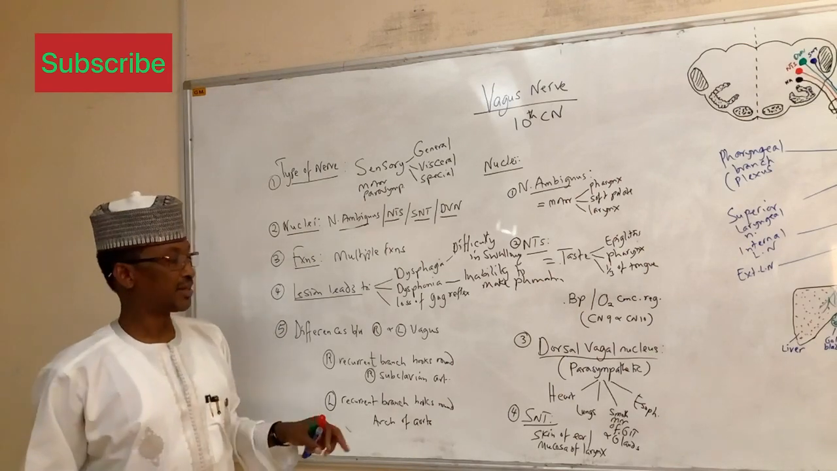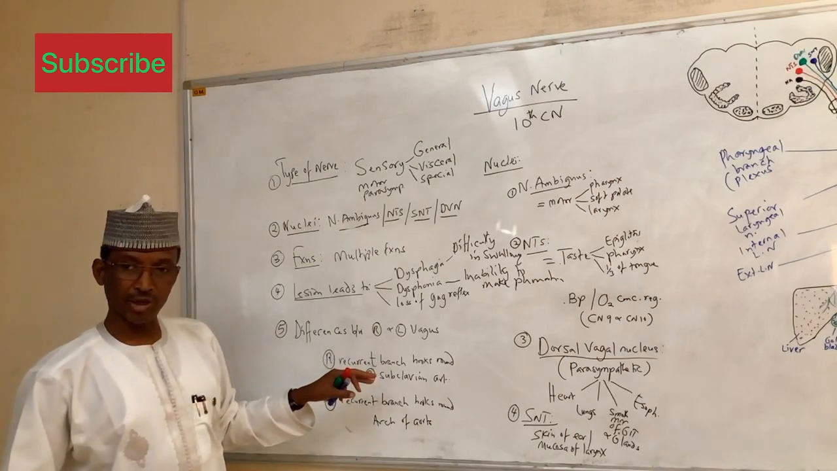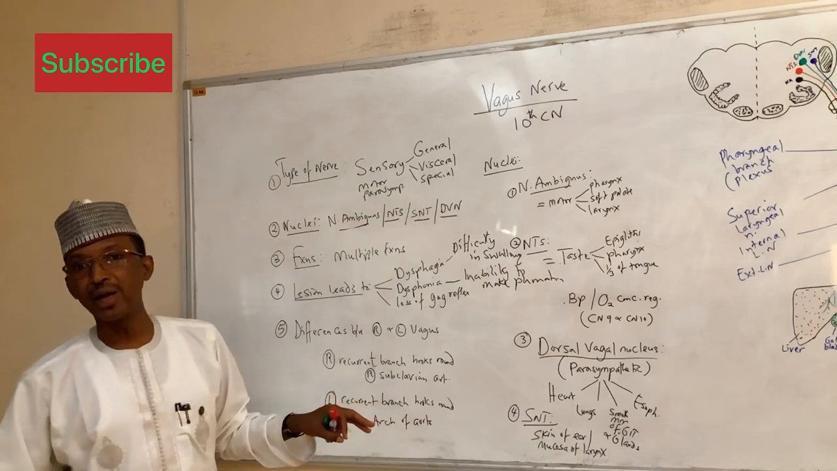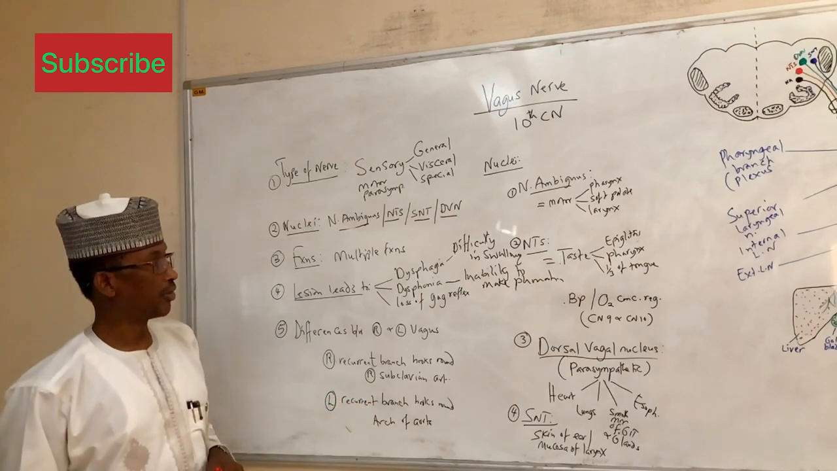So the only difference is that the right hooks around the right subclavian artery, while the left hooks around the arch of the aorta.